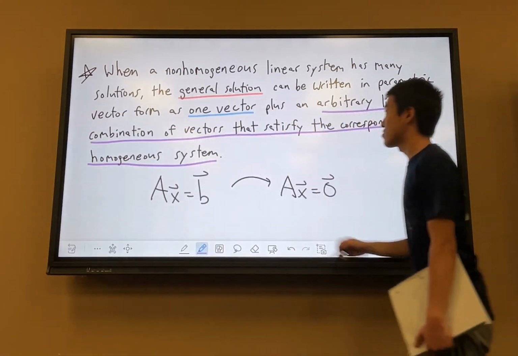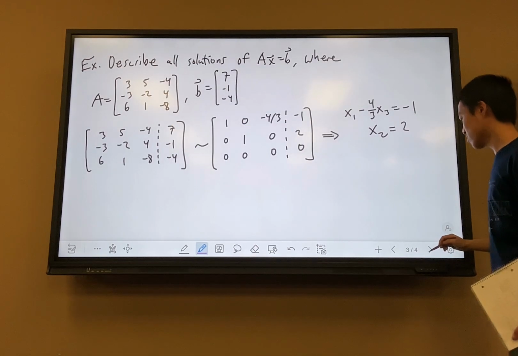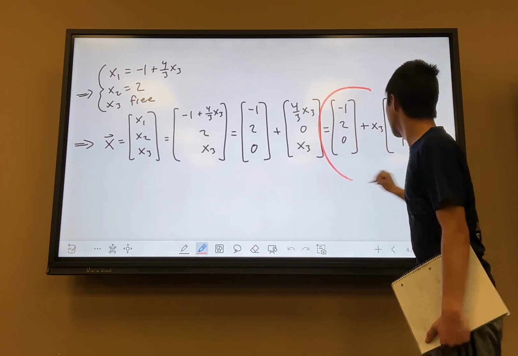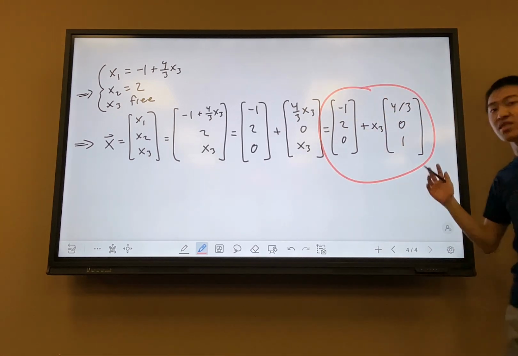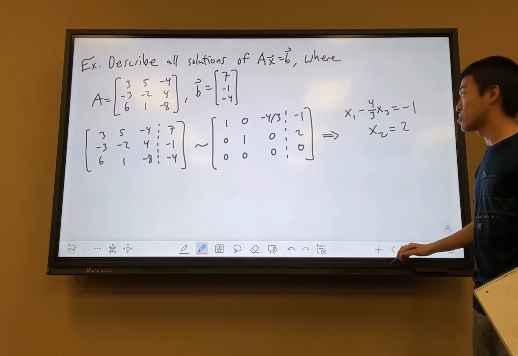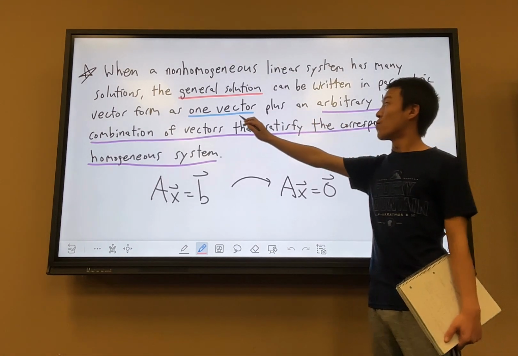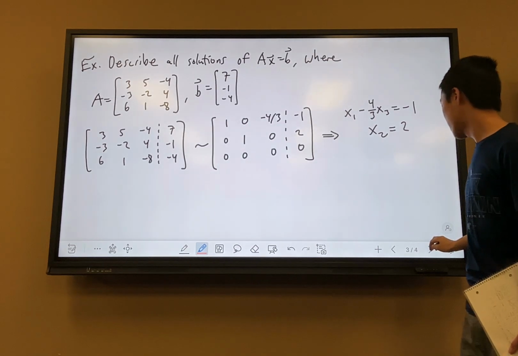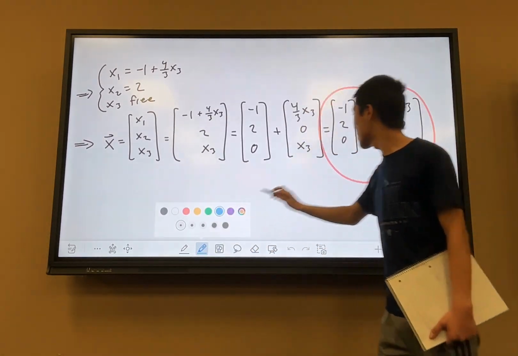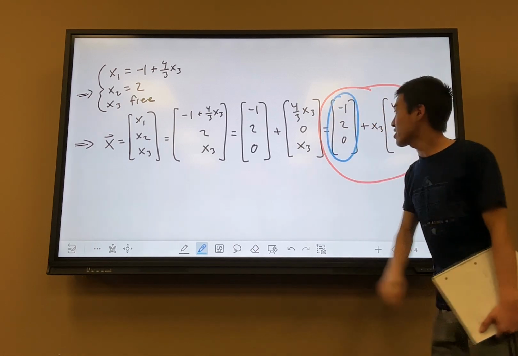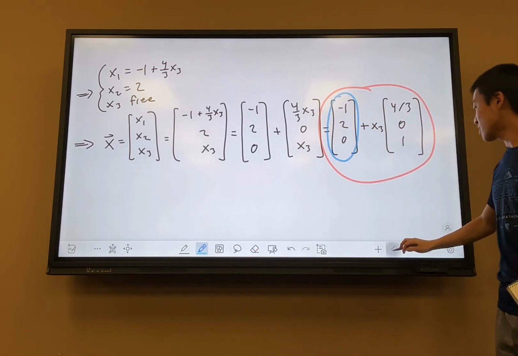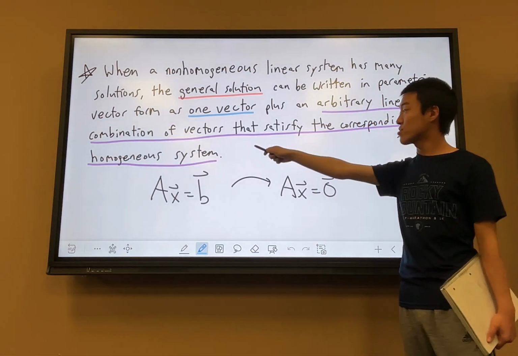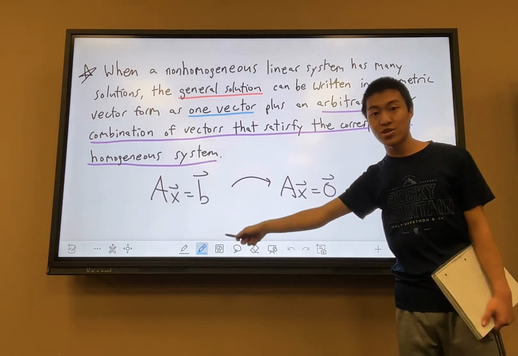What is the general solution? Well, the general solution is just the entire thing. This is the general solution of the non-homogeneous system of equations. So that's our red. And then what is the one vector? The one vector is that constant vector that we found. So this right here is our one vector. And then plus, it said, an arbitrary linear combination of vectors that satisfy the corresponding homogeneous system.